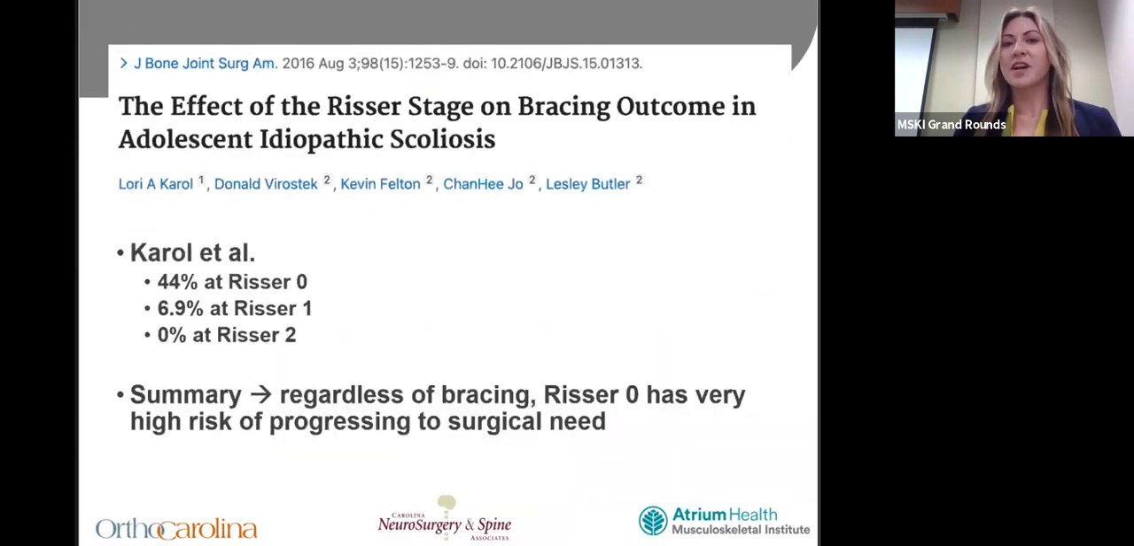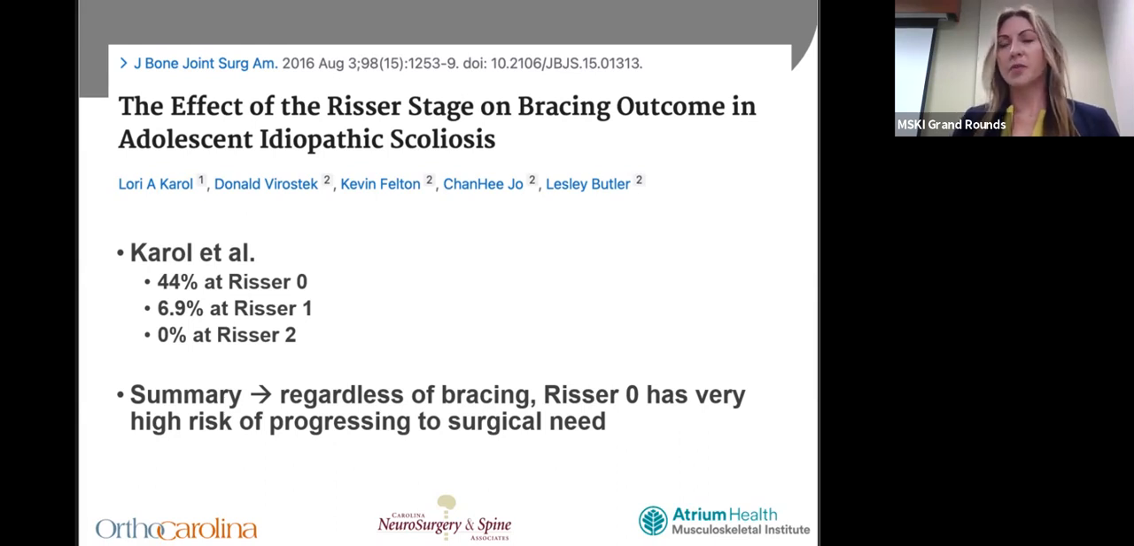Briefly here to talk about some bracing is a study by Karol et al. in 2016. She took 168 kids that were prescribed braces. Inclusion criteria for these were Risser stages 0 to 2 and 25 to 45 degree flexible curves. Overall, her study showed that if the kids present with at least a 25 degree curve and they're still Risser stage 0, they have a huge chance of progressing to surgical need by the time they are fully developed. So 44% here. If they present a little bit later, so even just Risser stage 1, the risk dramatically decreases, and then it's almost unheard of if they present at stage 2.